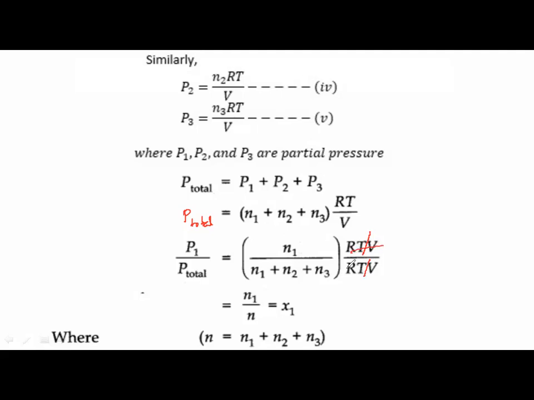RT upon V gets cancelled. What remains? N1 upon, what is this N1 plus N2 plus N3? It is N, the total number of moles. And what is this? It is mole fraction, correct? Are you all understanding? So it is mole fraction.